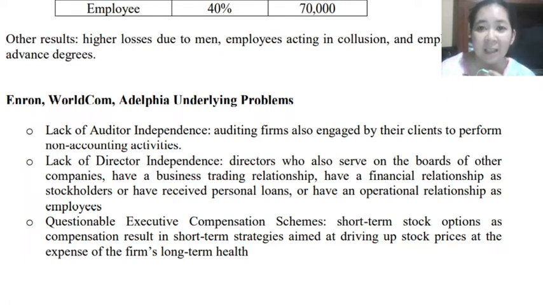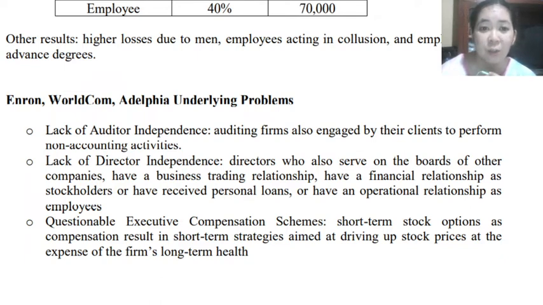Another is, in these cases also, there is lack of director independence. Directors also serve on the boards of other companies, have a business trading relationship, have a financial relationship as stockholders, or have received personal loans, or have an operational relationship as employees. So in this case, there are a lot of roles that the directors have, even incompatible roles. Okay, so that's why it resulted in fraud later on.